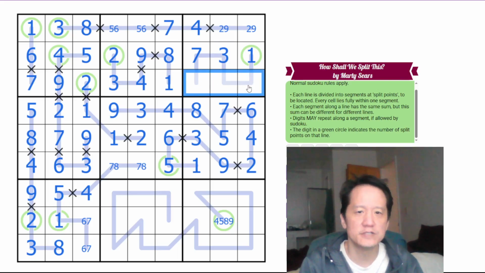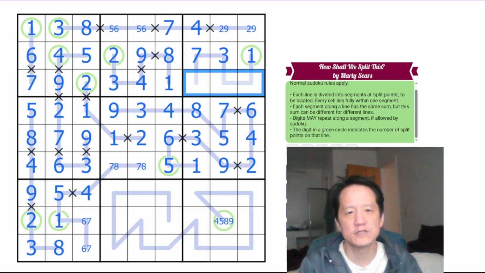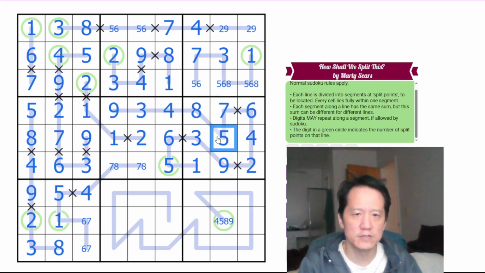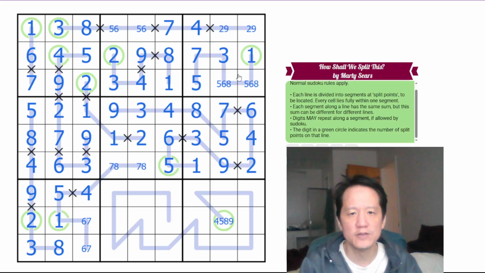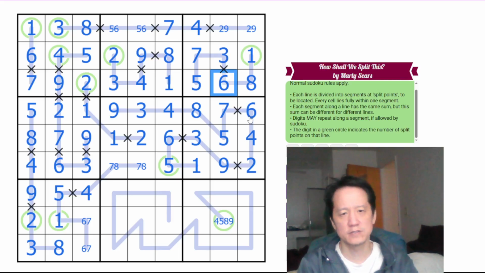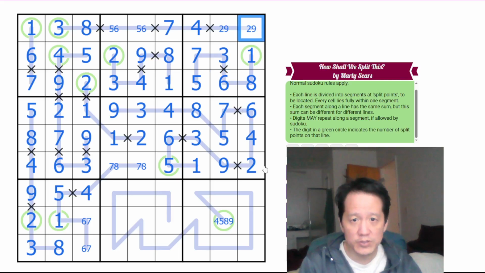The remaining digits in row 3 are 5, 6, and 8. Well, this can't be 8, and we know these add up to 15. So therefore, this has to be 3, 7, 5 added together. And this must be 1, 6, and 8 then. This can't be 6, this must be 8, and this must be 6. This can't be 2 because of that 2, so this must be 9, which makes that a 2.